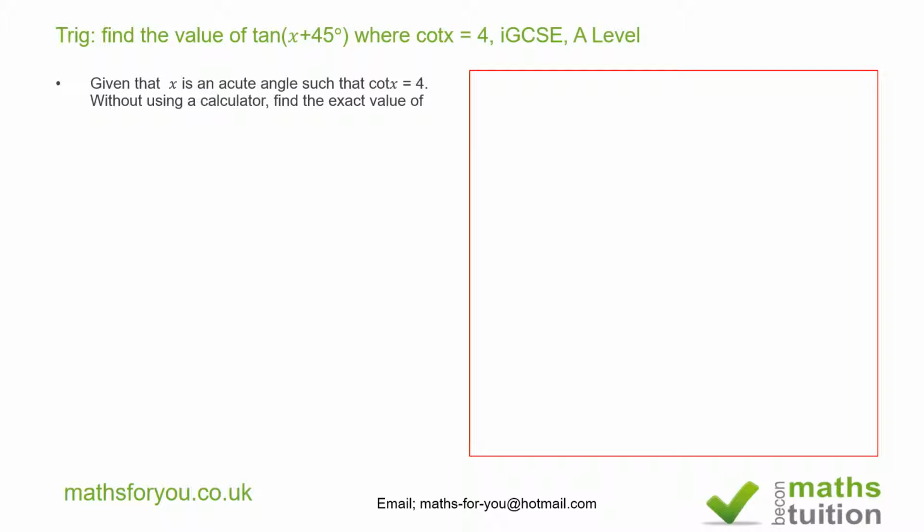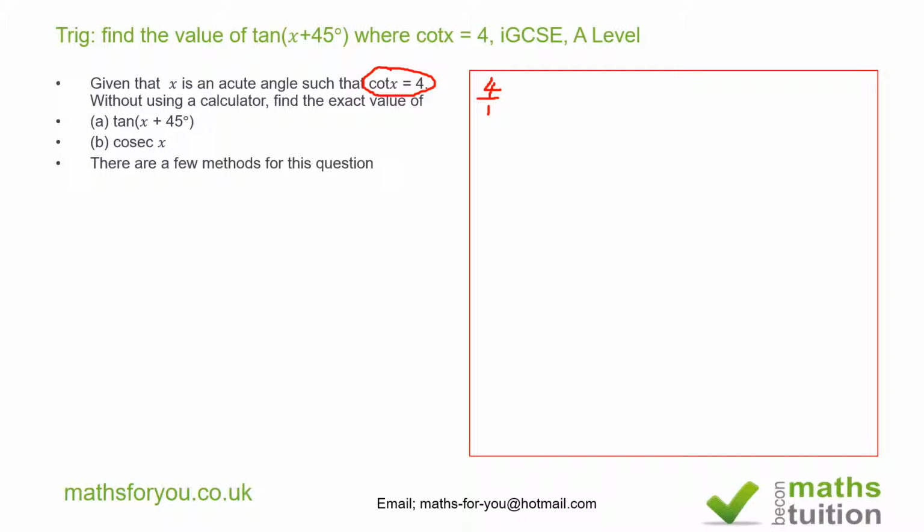Now, without using the calculator, find the exact value of tan(x + 45 degrees) and secondly cosec x. Now, what to note here is this one. I think this is the giveaway here, cot x. Now, don't forget that this 4 can be written as 4/1, so it's a ratio. Bear that in mind.